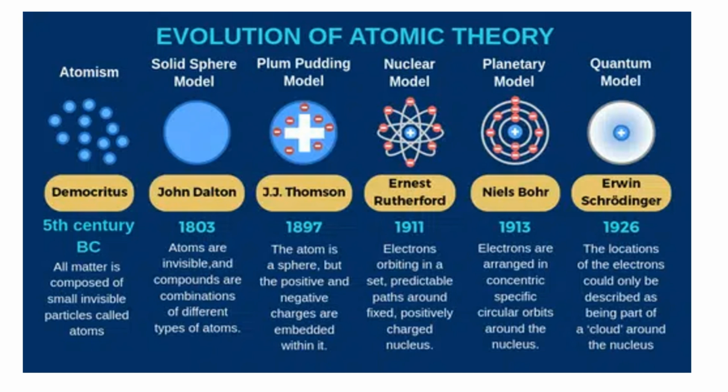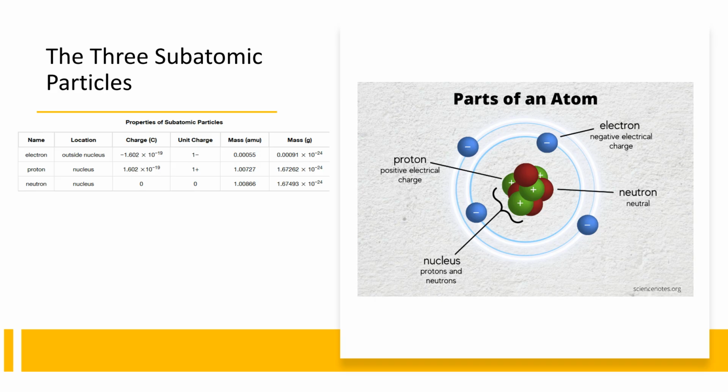This chart summarizes the evolution of atomic theory, from Democritus's atomism to the modern quantum model developed by Schrödinger. The three subatomic particles are the electron, proton, and neutron. Protons and neutrons reside in the nucleus, while electrons orbit outside. They each have distinct properties regarding charge and mass.